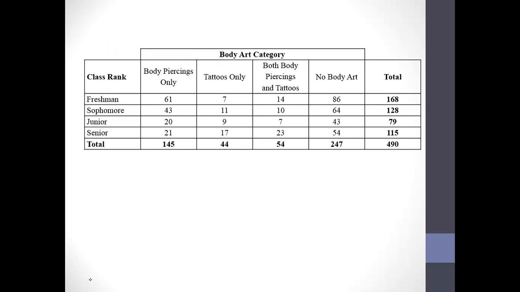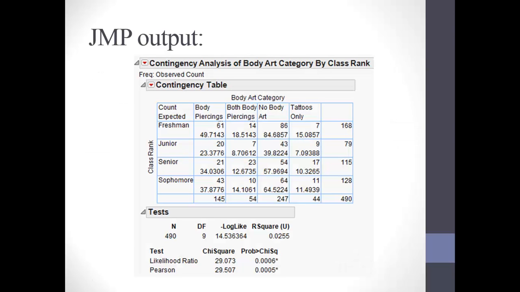So here's your two-way table. We have our class rank there on the left side. We have our body art categories there along the top, and you can see what all those totals are. So there also on page 12 you have the JMP output, which we'll come back to.